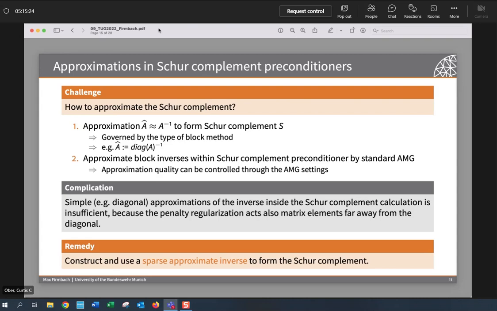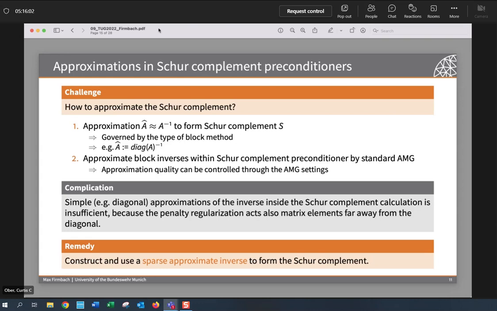And of course, the Schur complement highly connects to the approximation quality of the block inverses later on and the overall algorithm. So if you have a good Schur complement approximation, things go good, and if you don't, then things go bad. And what we have seen with our ill-conditioned matrix is that simple diagonal approximations don't work in our case, because the penalty regularization destroys our nice matrix properties.